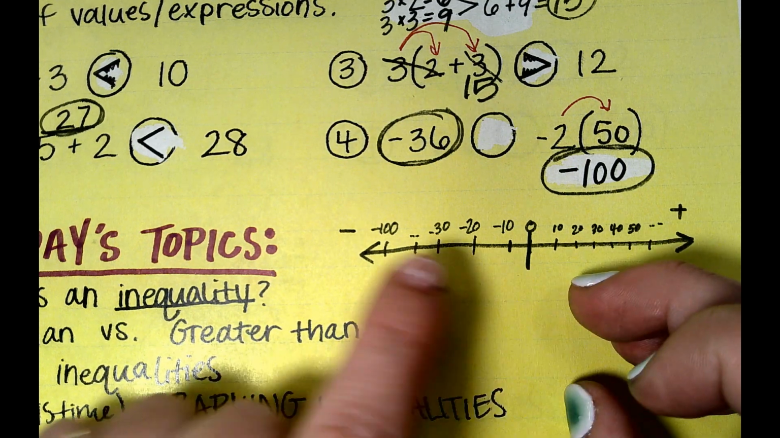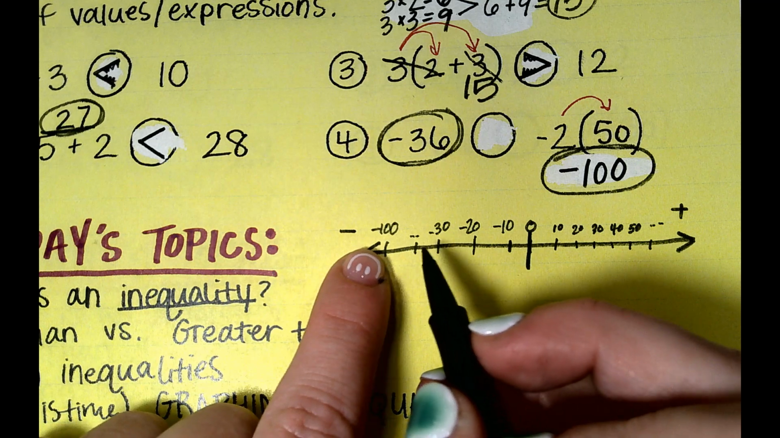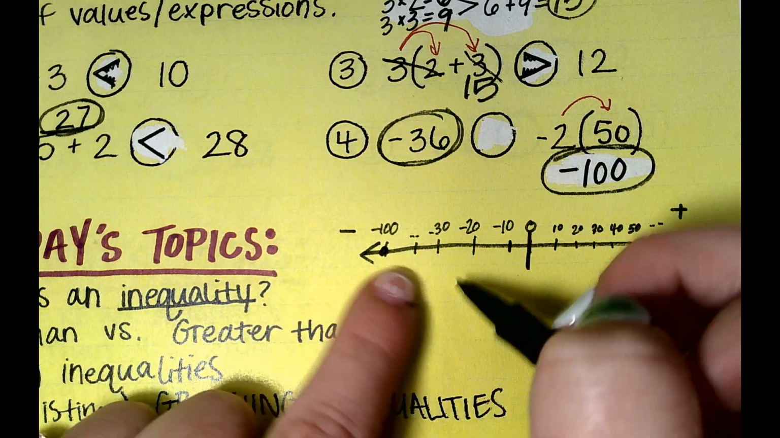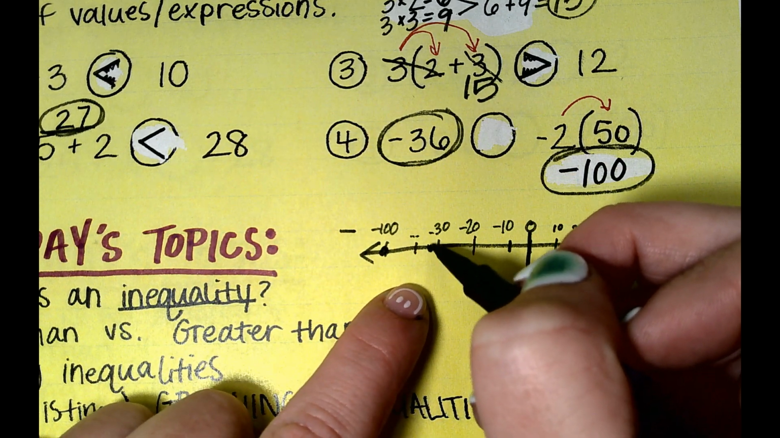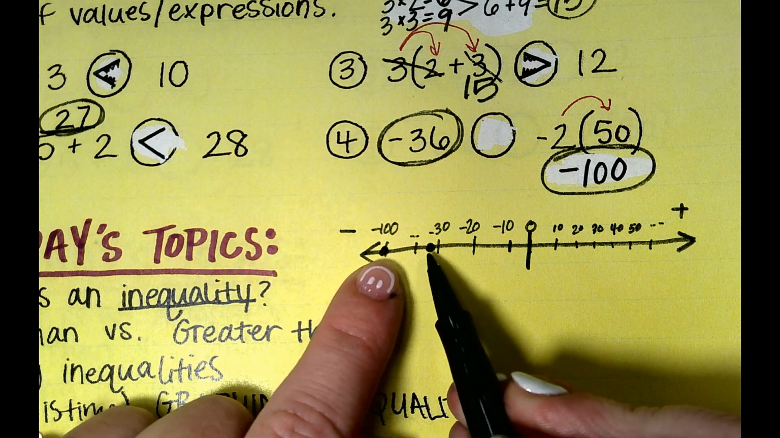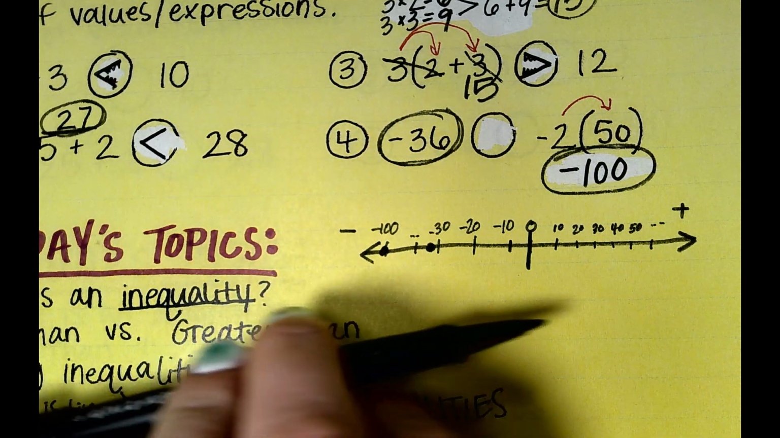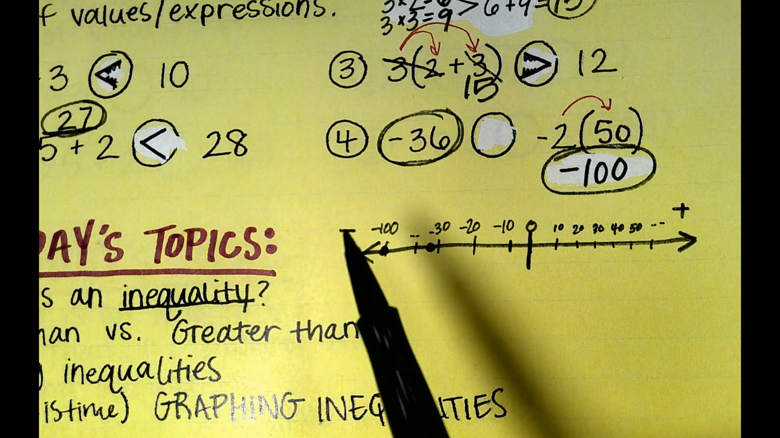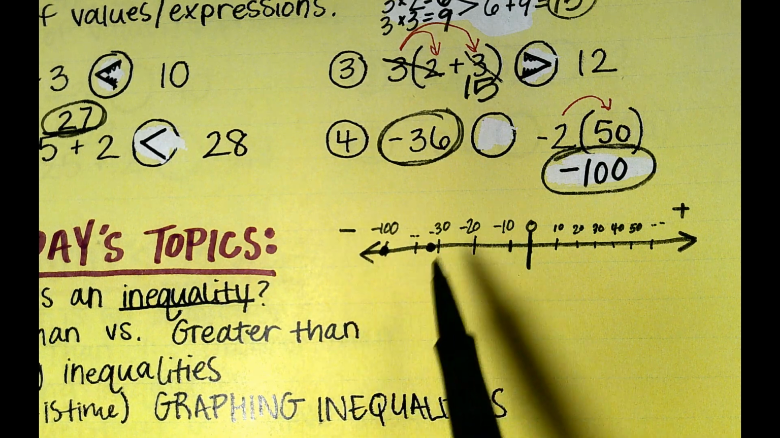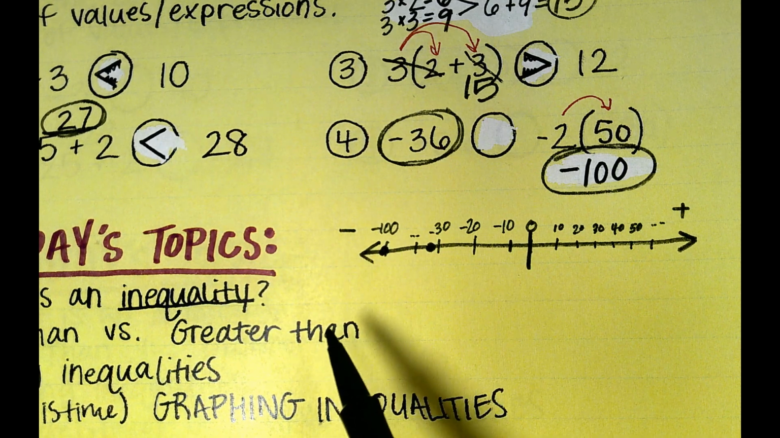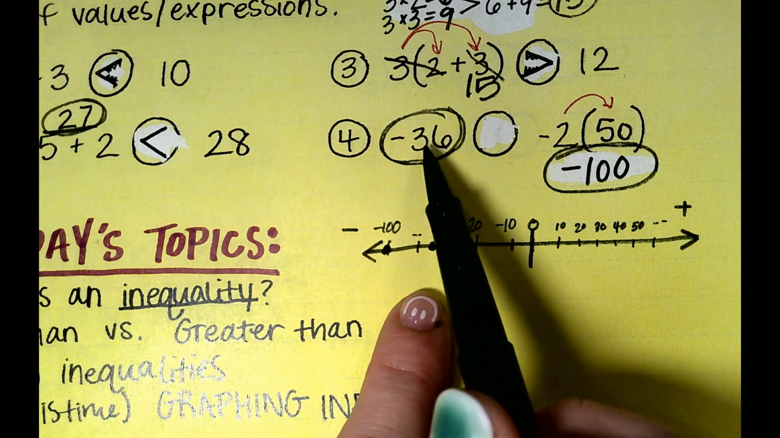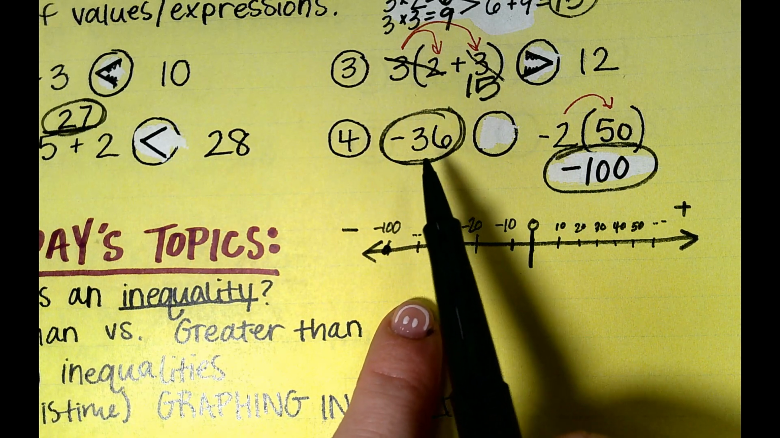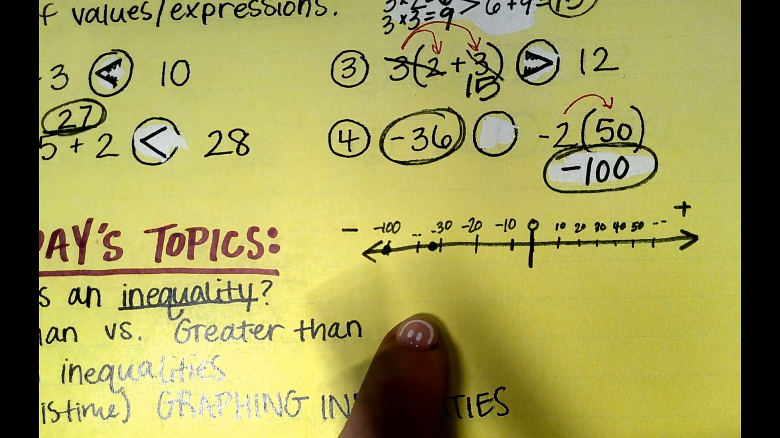But what about negative 100 and negative 36? Here's negative 100. Here's about negative 36. Remember, if it's towards the right, it's bigger. Towards the left is smaller. So which one is the bigger value? Negative 36 is bigger, believe it or not, because it has the lesser value.